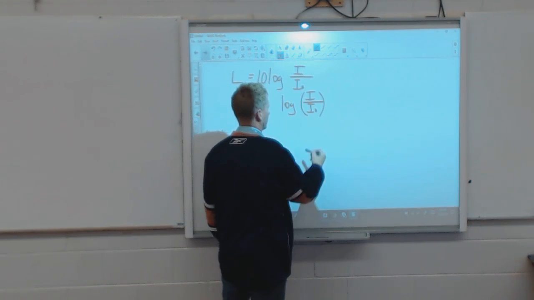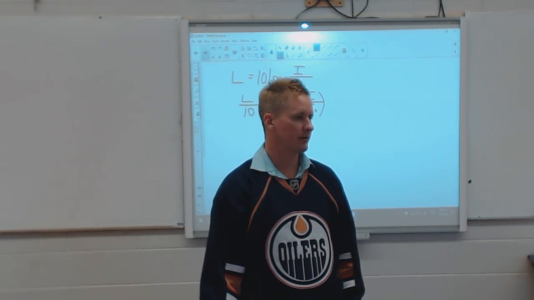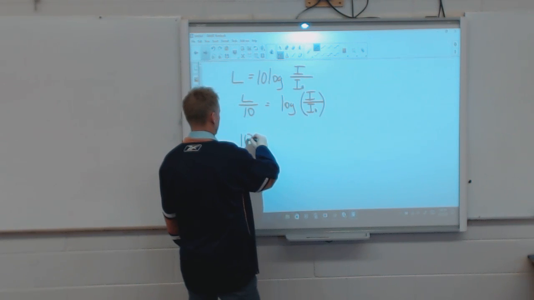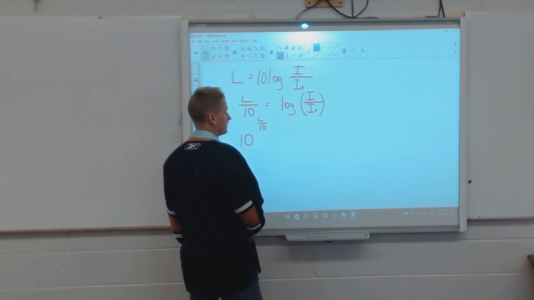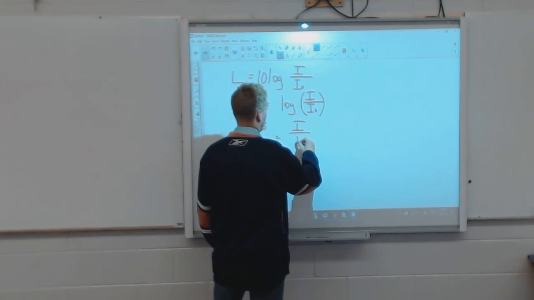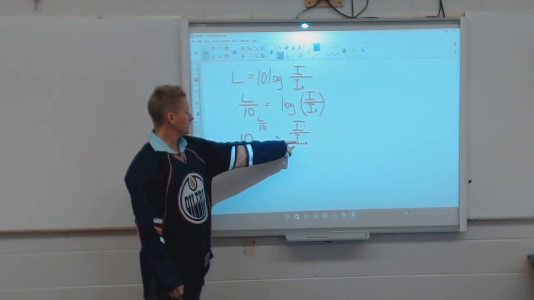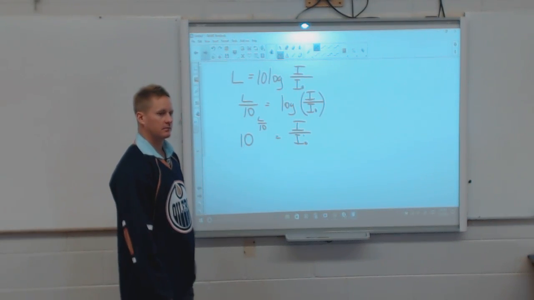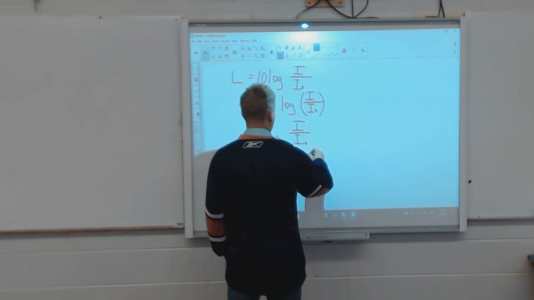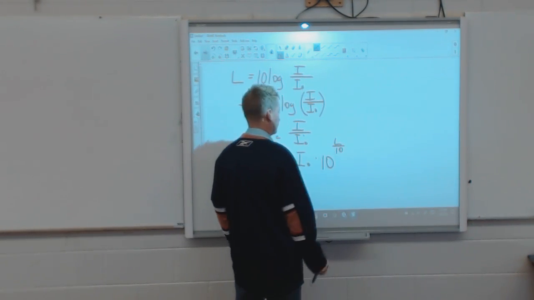Okay, so that's what I have right now, right? So how do I get rid of the log? When I have a single logarithm, how do I get rid of it? Change it to exponential. So that becomes 10 to the L over 10, is equal to I over I initial. Multiply that up to this side. I is equal to I initial times 10 to the L over 10.